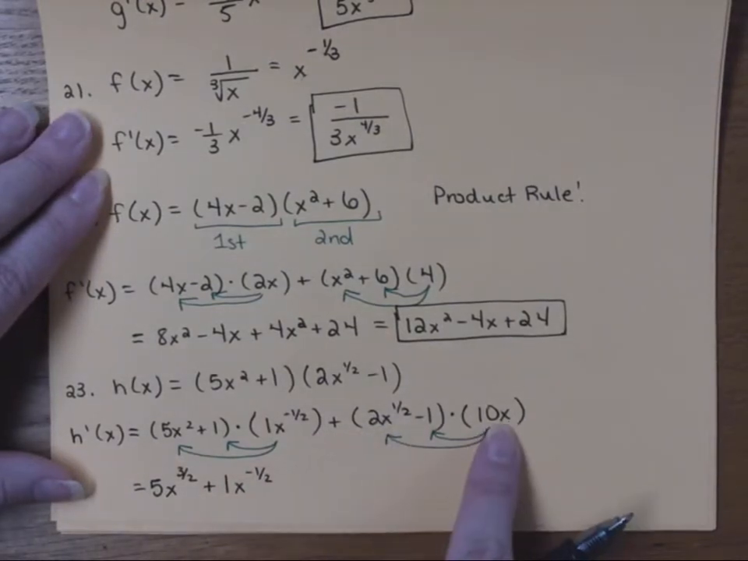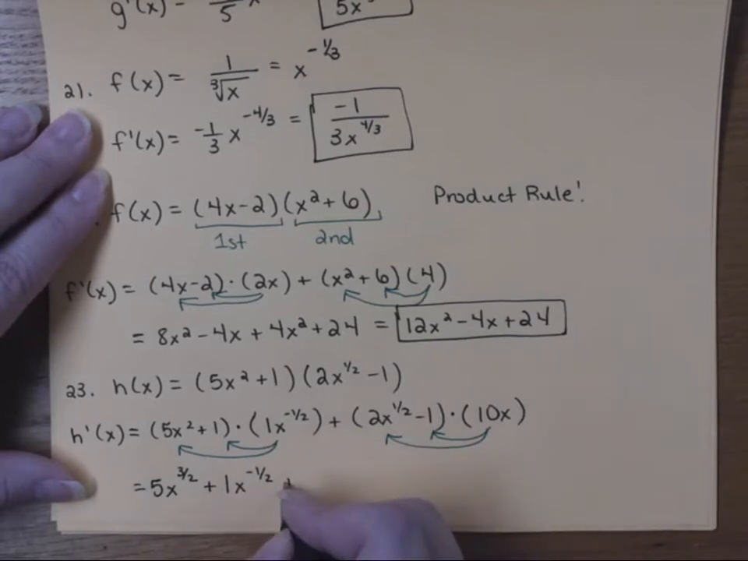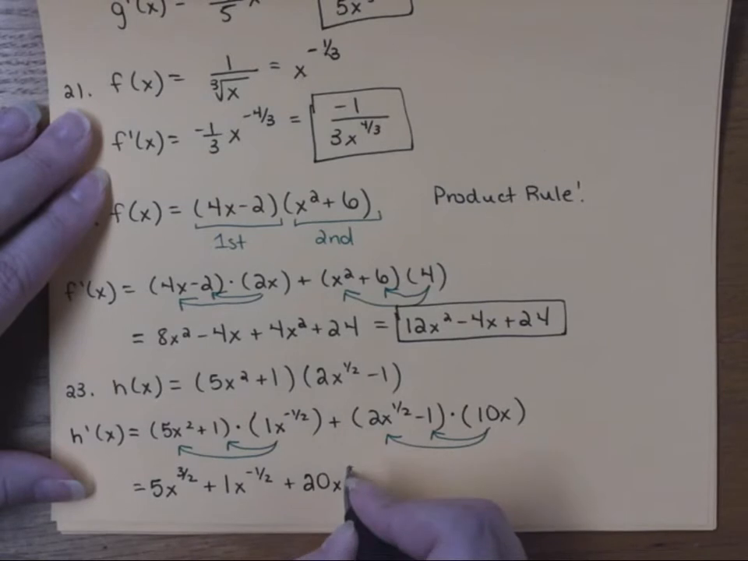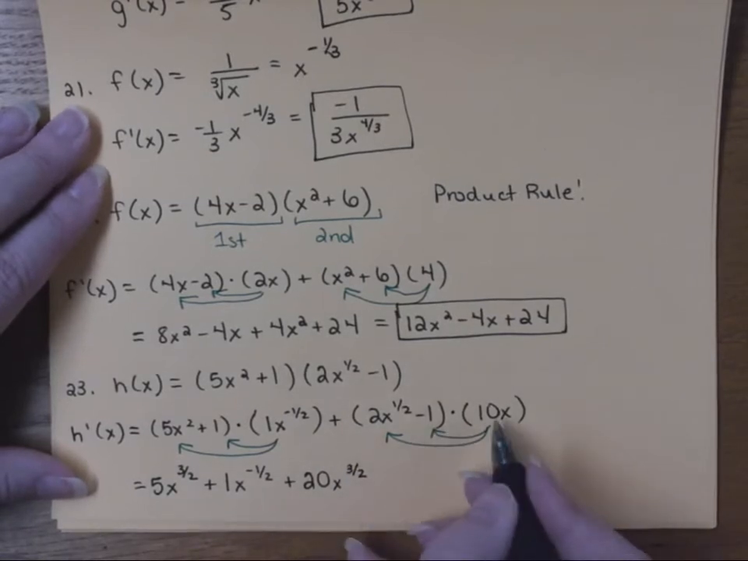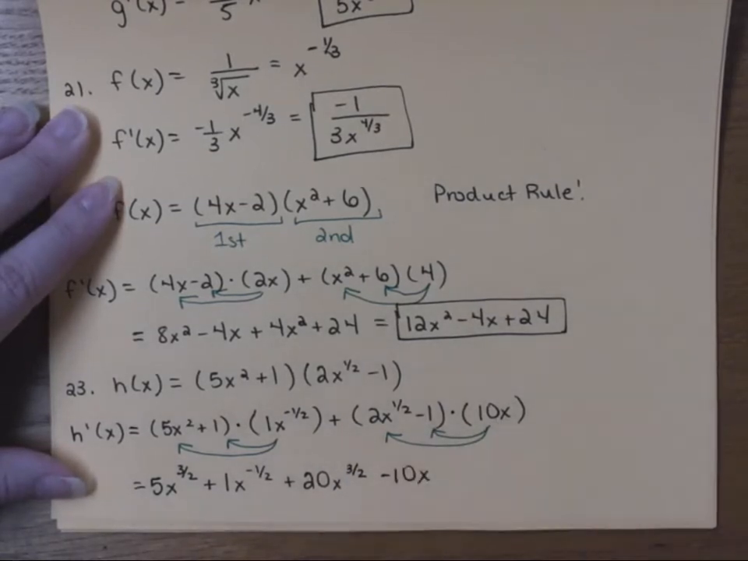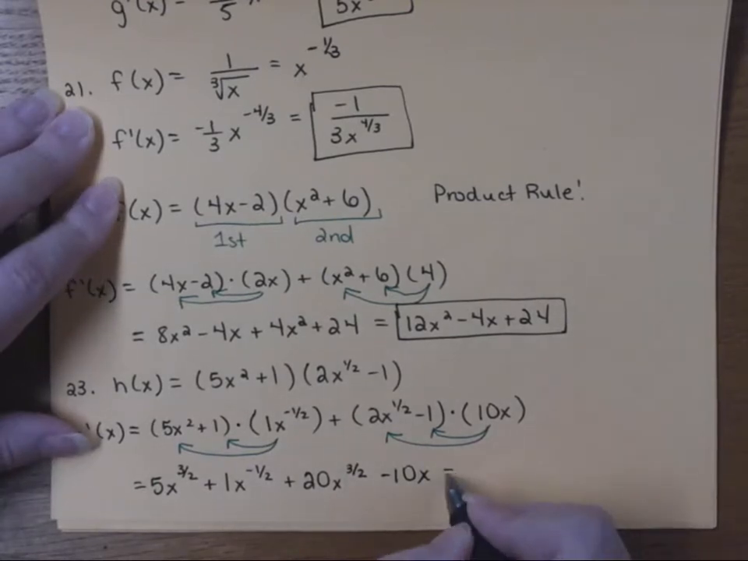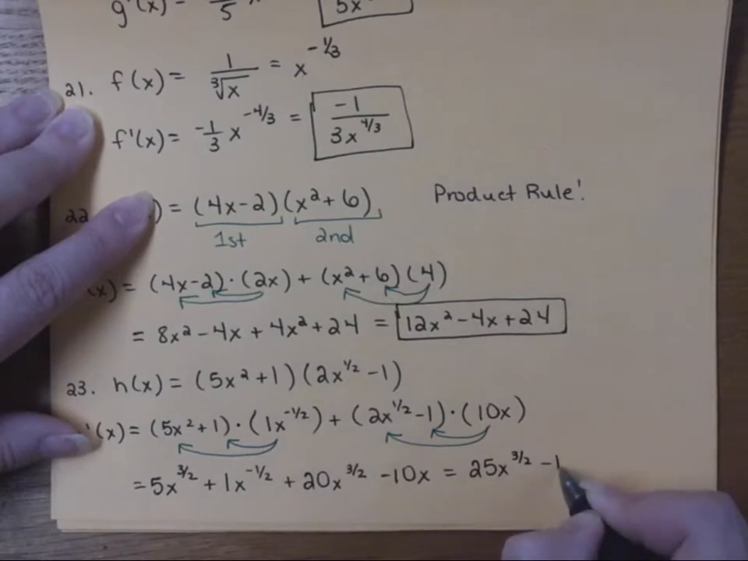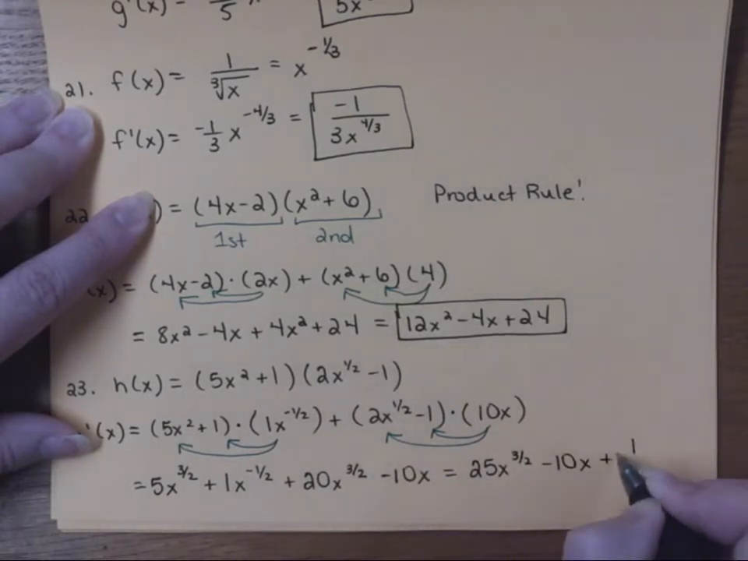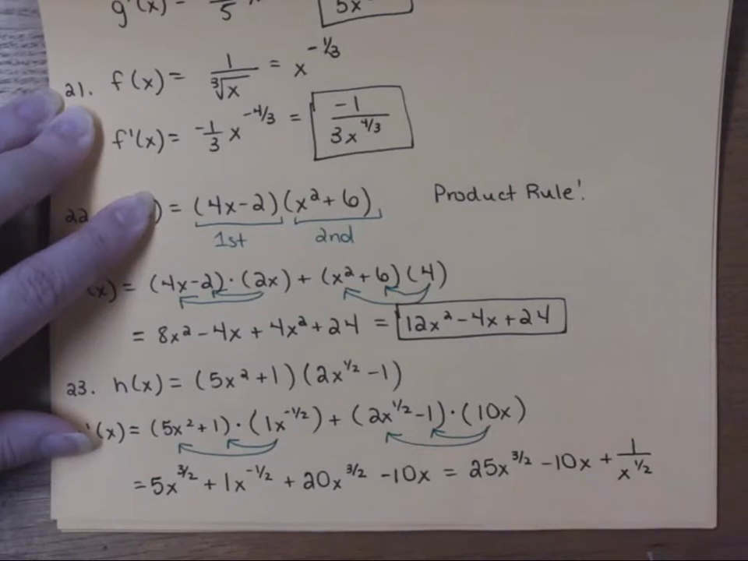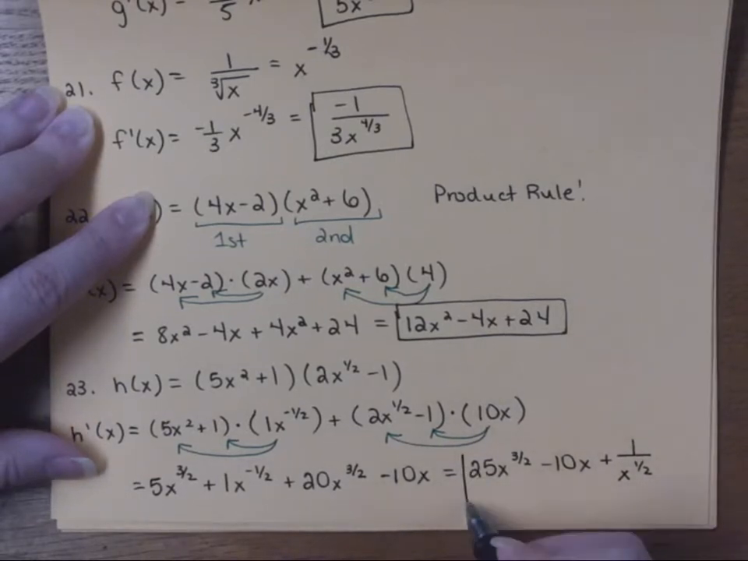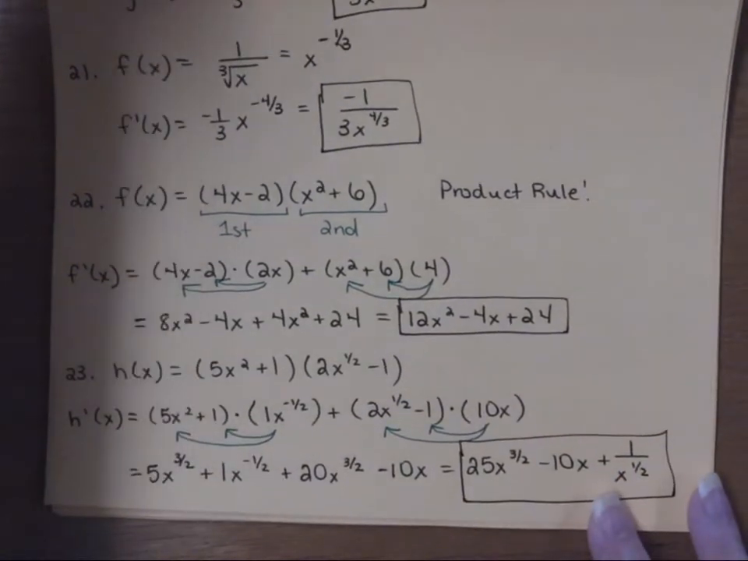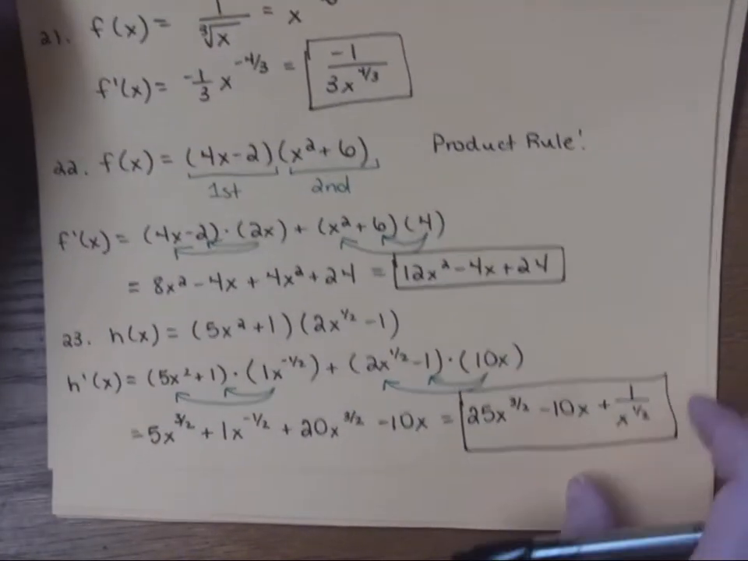2x to the 1/2 times 10x is going to be 20, right? And then again, we just add the exponents, but what's 1/2 plus 1? Notice it's 1 1/2 again, or 3/2. And then minus 1 times 10x is just minus 10x. So in the end, you get 25x to the 3/2 minus 10x, and then plus 1 over x to the 1/2. Okay, I know it may not be the most satisfying answer in the world, but that's what we get. Okay, kind of some unusual exponents on that one.